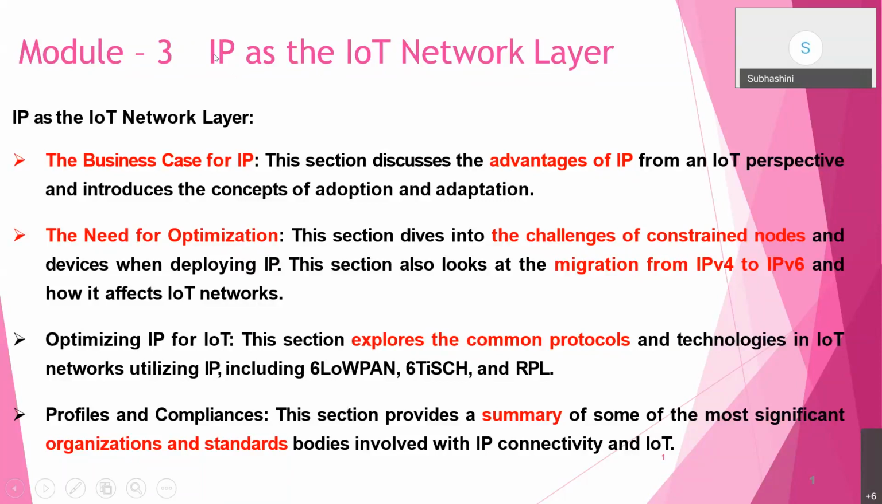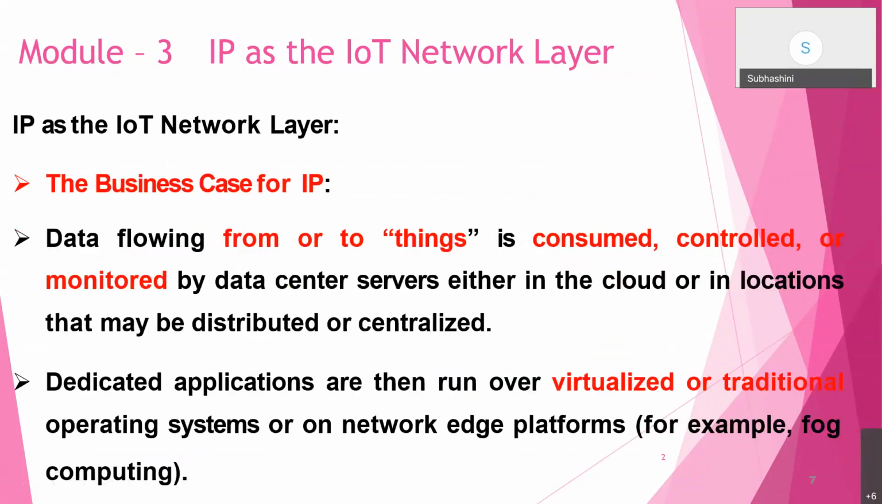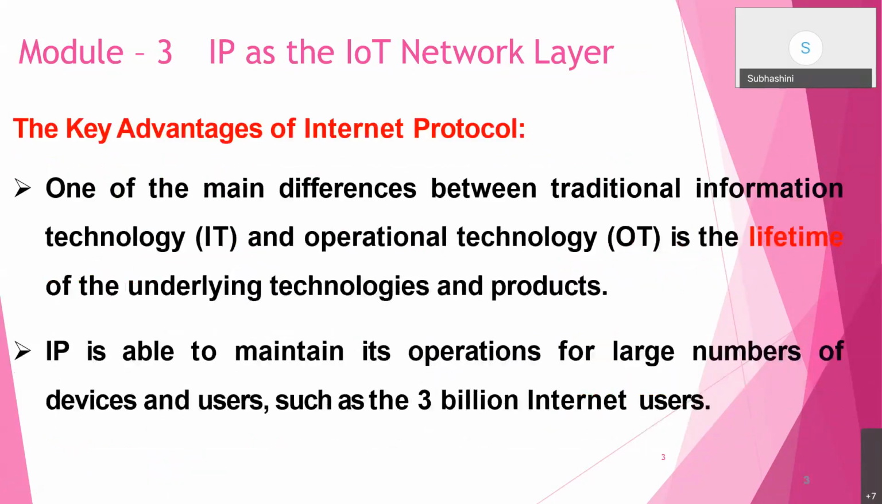Here in this chapter, we'll discuss the business case for IP, in the sense why IP is suitable for business activities, what the need for optimization is and what optimization is, something like profiles and compliances, what they are, and how you optimize IP for IoT. These are the topic highlights for the chapter. Let's go first with the business case for IP. What is this business case for IP? It talks about how IP is benefiting industry. I think by this time you would have known the importance of IP, students, right?